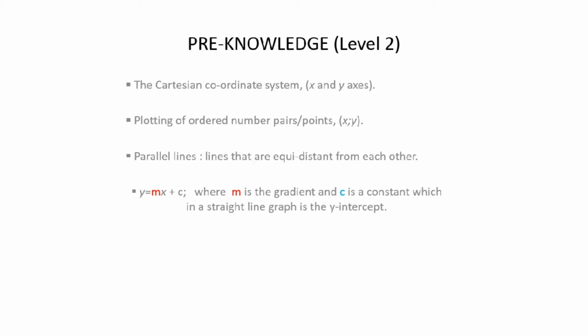We are still also going to look at the equation y is equal to mx plus c, which is the general form of the straight line equation or the linear equation. And m still remains our gradient, and c is a constant, which is also the y-intercept.